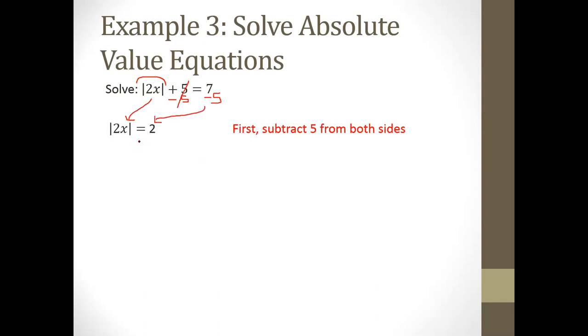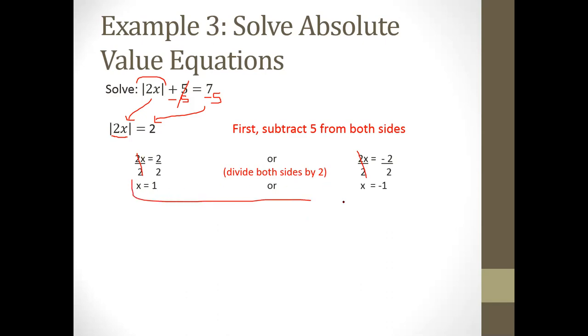Now we'll proceed with the steps from before. So we're taking the terms that are underneath the absolute value, 2x, and we set 2x equal to positive 2 or negative 2, and solve the equation by dividing both sides of both equations by 2. So x equals 1 or negative 1 are our two solutions.